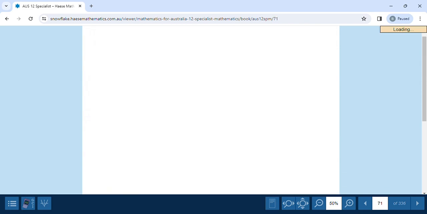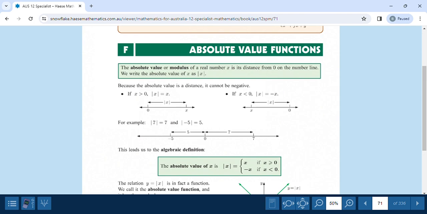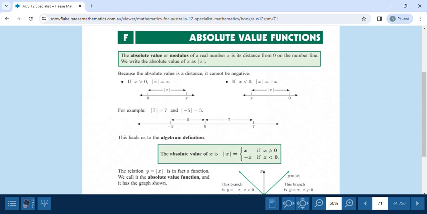And the very last part of the chapter in F is absolute value functions, or modulus functions. So basically, it's a distance. When we're trying to figure out distance, if we take the modulus of a number, if it's positive, it stays positive. If it's negative, we make it positive. So it is just an absolute, and yeah, you can talk about it in terms of distance. Distance is always positive.